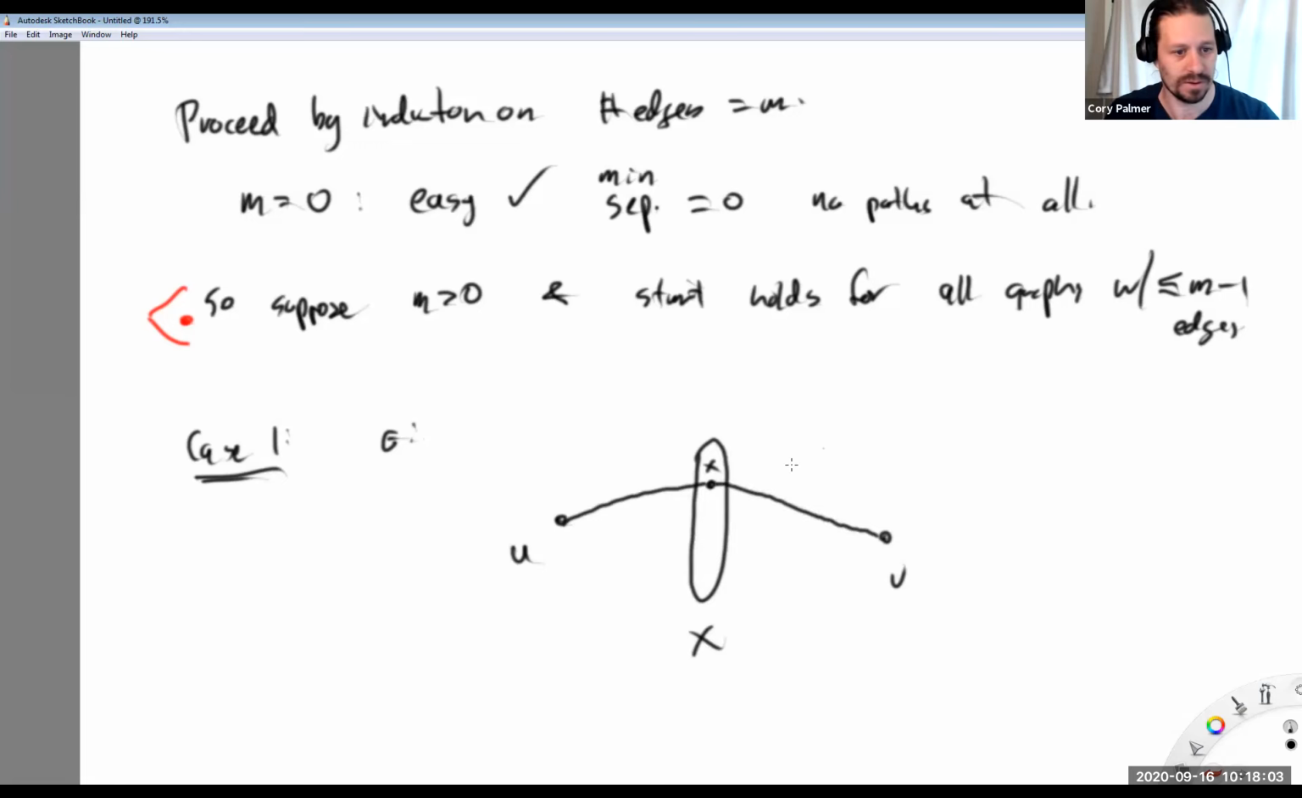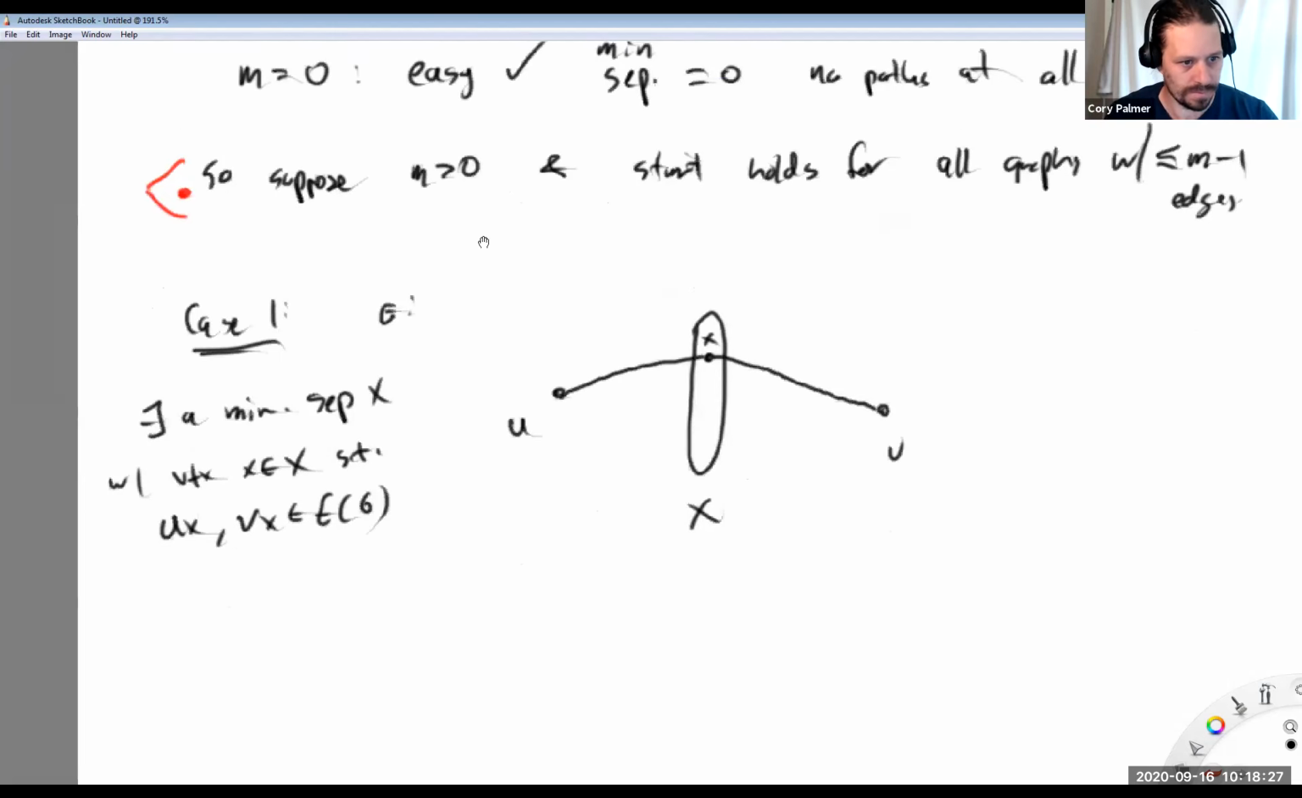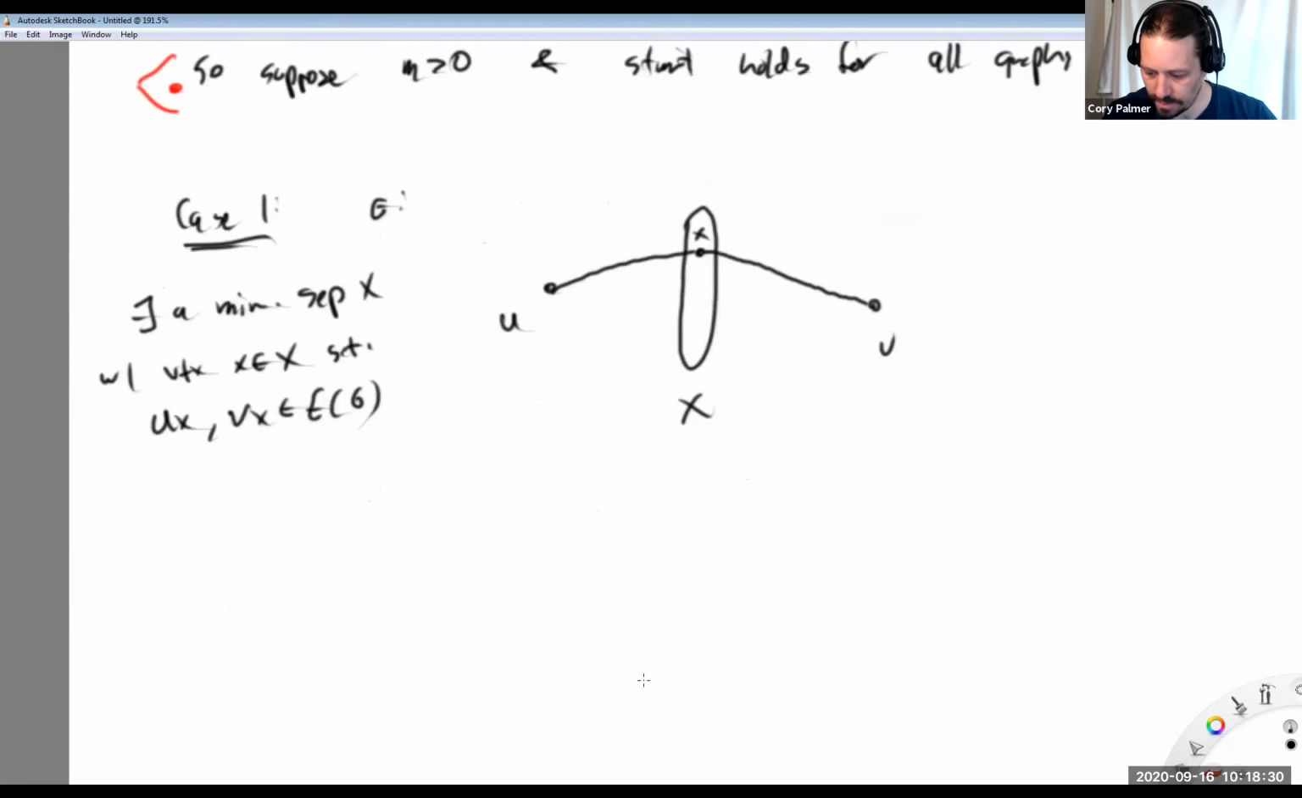That's case 1. So there exists a minimum separator X with vertex X in X, such that UX and VX are edges of the graph. Okay, there could be a separator of this type. Maybe not, but maybe. So in this case, I'm going to remove vertex X. So remove X to get the graph G minus X. So that's some new graph, G minus X.